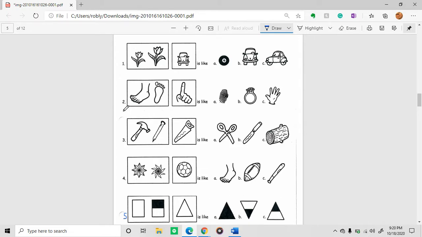So you're going to number your paper 1, 2, 3, 4, 5. And the only thing you have to write is A, B, or C. You don't need to draw the picture. Just look at the analogy and figure out what would go with the picture. So again, number 1, 2, 3, 4, 5. And then you're just going to write A, B, or C.